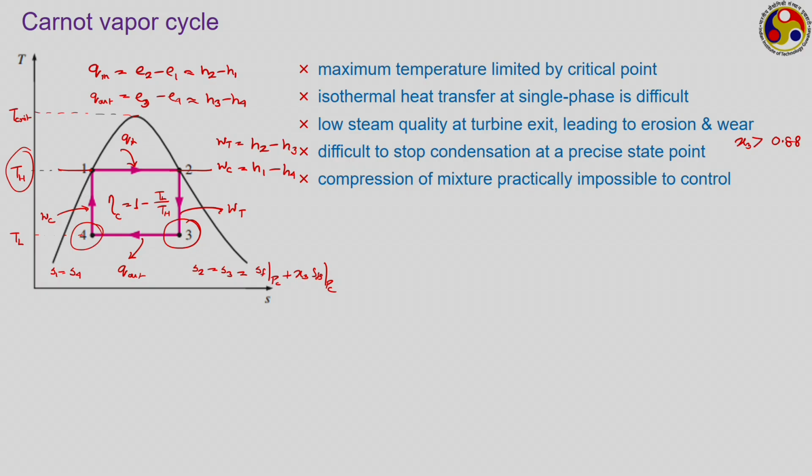power generation in practice. Another problem that we shall be demonstrating through a numerical example shortly is that the Carnot cycle, though it gives very high efficiency, the corresponding work output will also be significantly low. We shall be seeing that shortly.